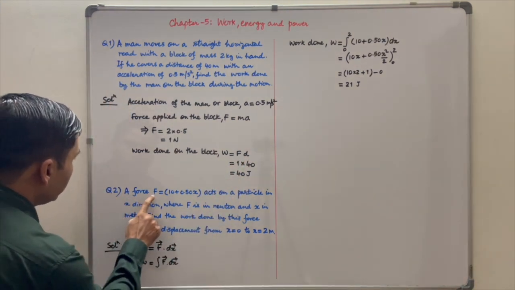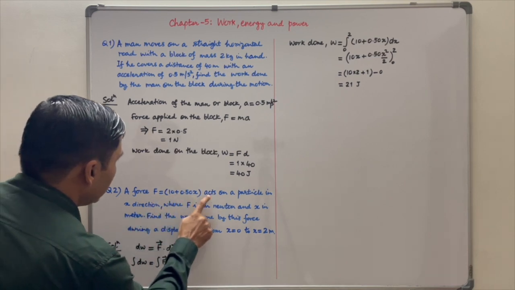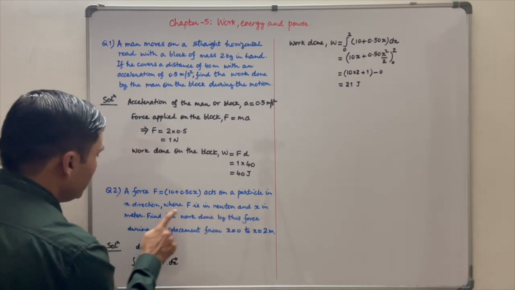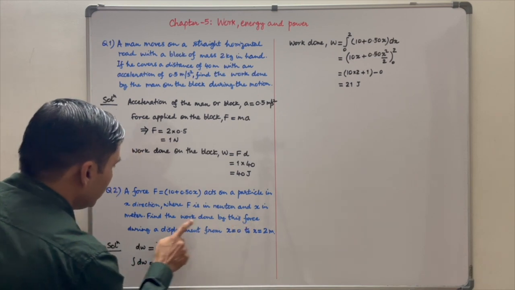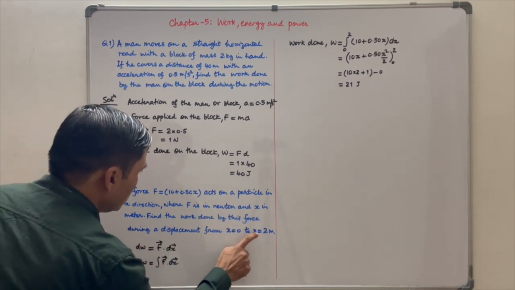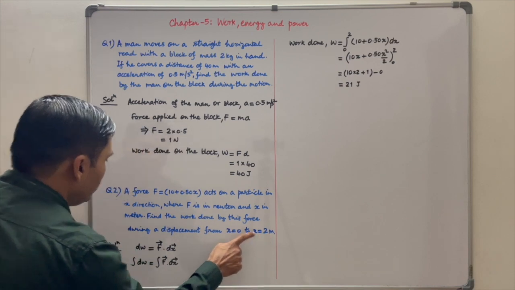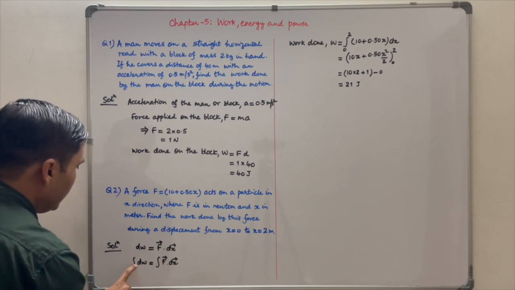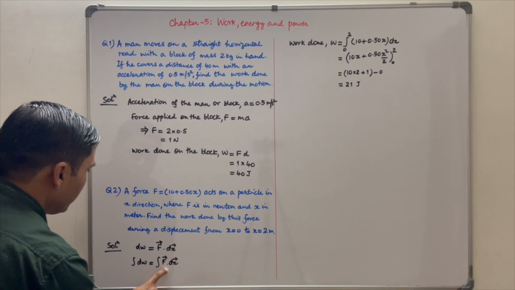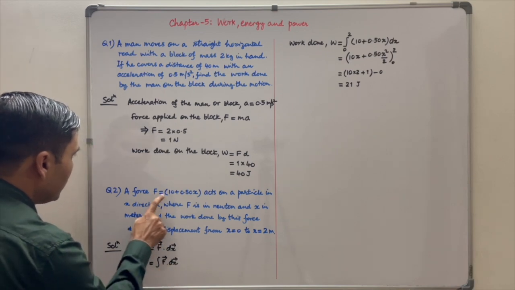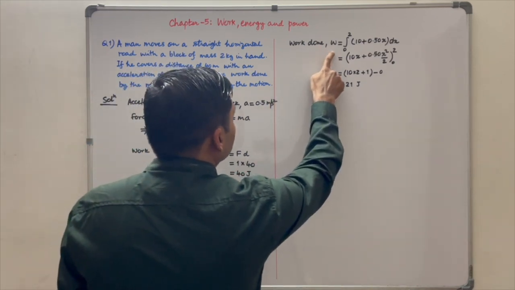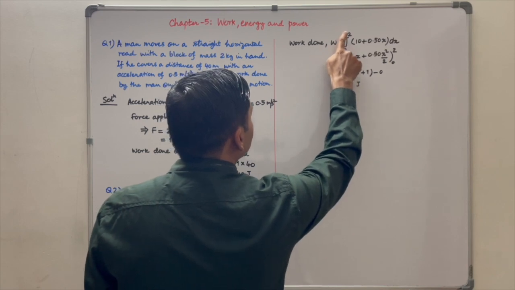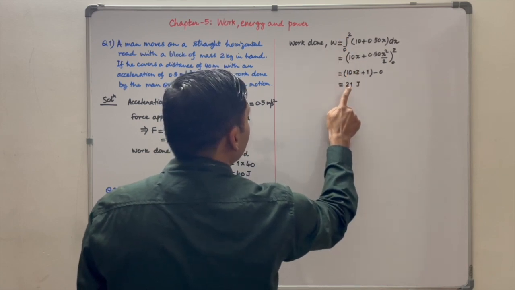Second question, a force F is equal to 10 plus 0.5x acts on a particle in x direction, where F is in Newton and x in meter. Find the work done by this force during a displacement from x is equal to 0 to x is equal to 2 meter. We know that dW is equal to F dot dx. If we integrate both the sides, we get integration of dW is equal to integration of F dot dx. Here F is a function of x. So we can say W is equal to integration of 10 plus 0.5x dx from x is equal to 0 to x is equal to 2. And that comes out to be equal to 21 joule.